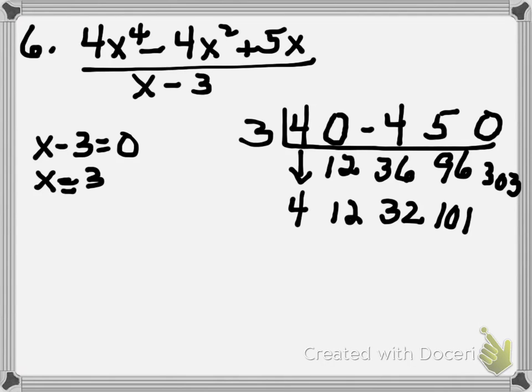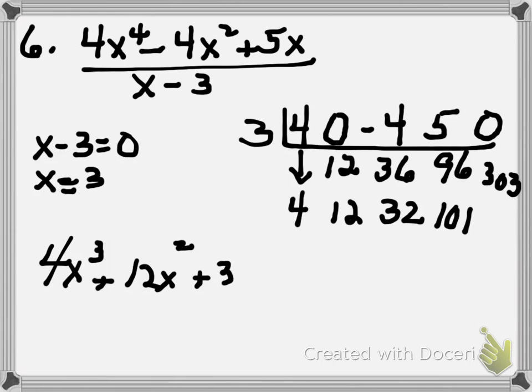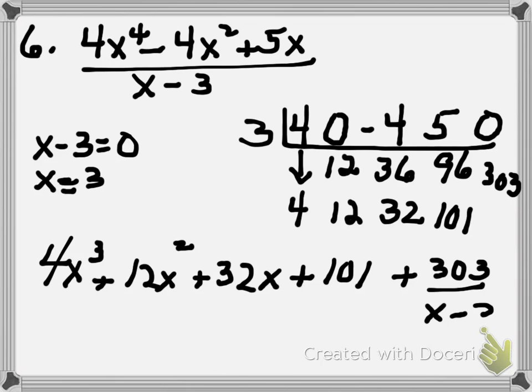So our answer then is 4x to the 3rd plus 12x squared plus 32x plus 101, and then the remainder of 303 divided by x minus 3.